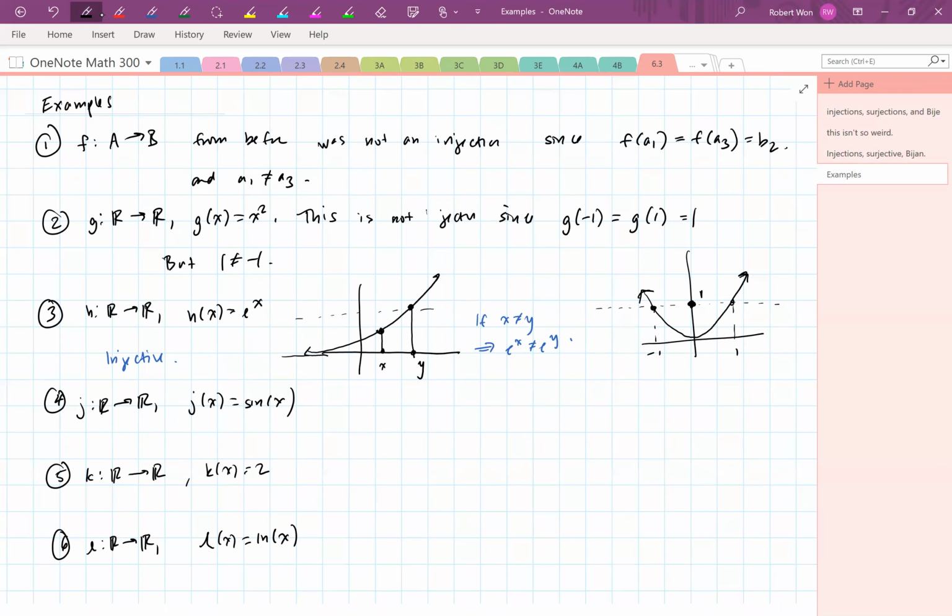Okay, for sine of x, this function is very not injective. It's sort of like every point in the range is hit infinitely many times.